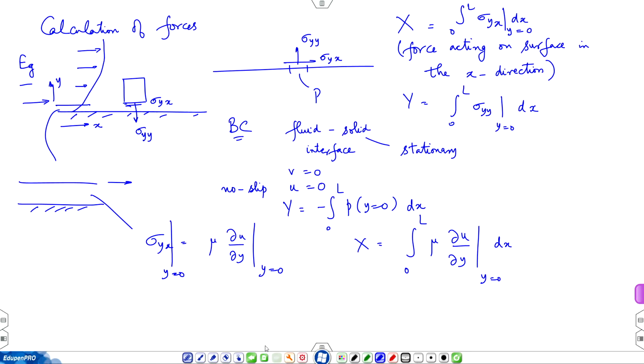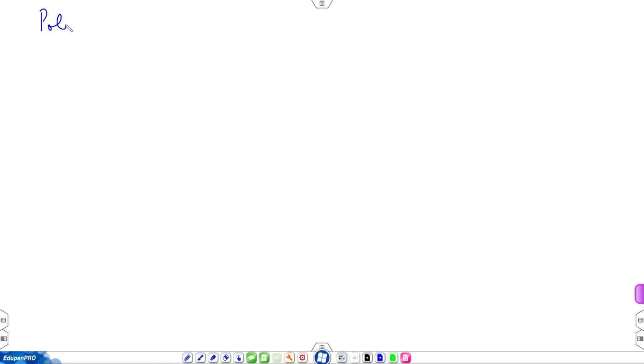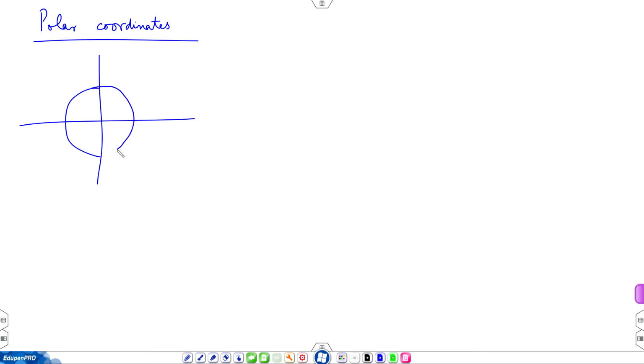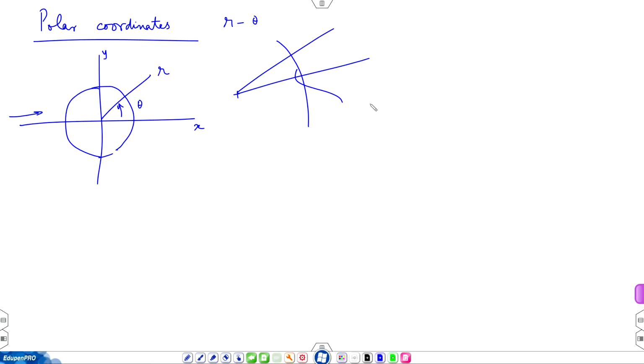So, let us look at an example in polar coordinates. So, polar coordinates are r and theta. Let us say we are studying flow past a circular cylinder. Okay, so this is a part of a cylinder and this is a small element, this part. What is the length of that element? It is r d theta.